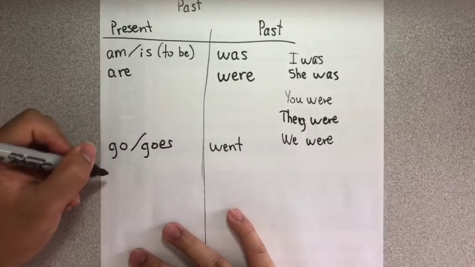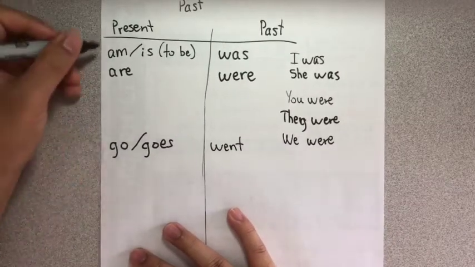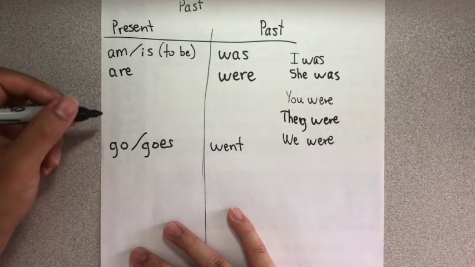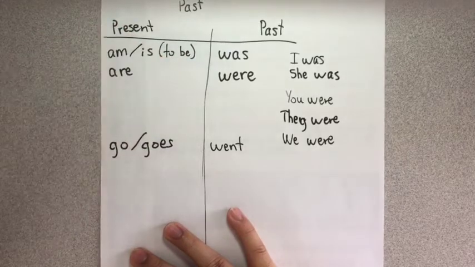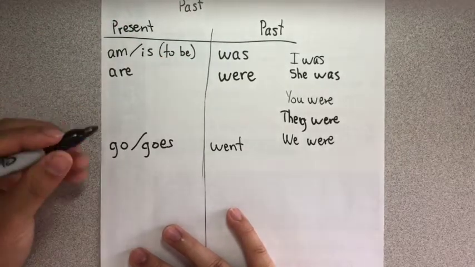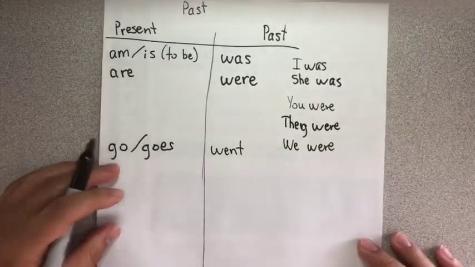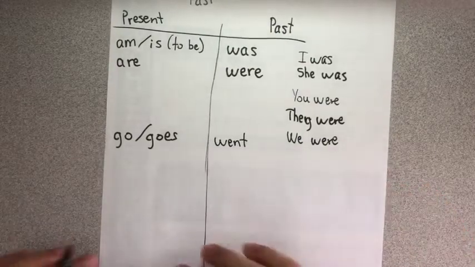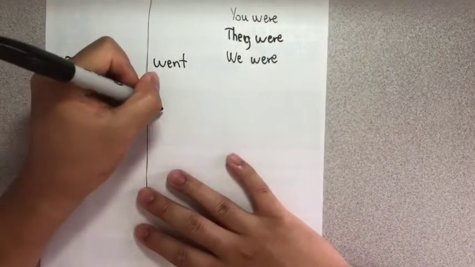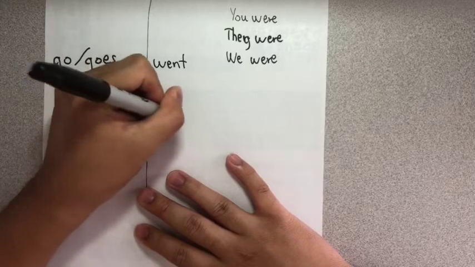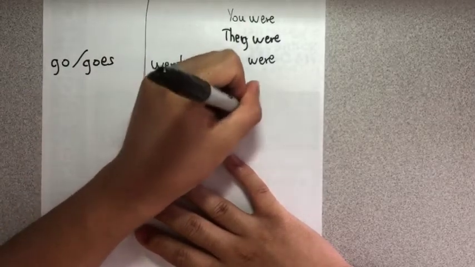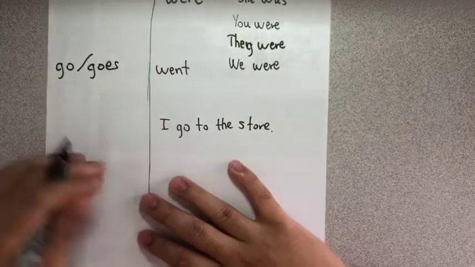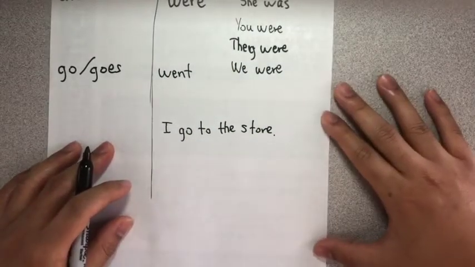Let's do, is there any more words you need to know right now? I was, you were, I went. Oh, let's just do these three. These three are important. So, let's write, I go to the store.